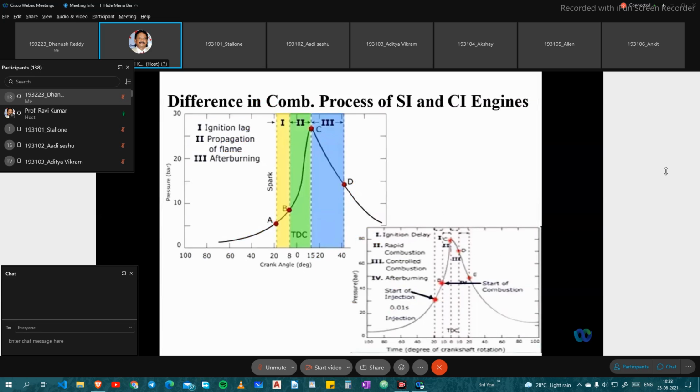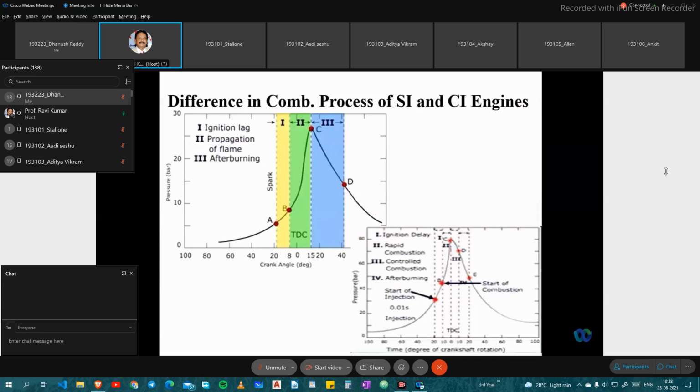Okay, now if you see the small difference between the petrol engine and the diesel engine, the spark ignition engine and the compression ignition engine: spark ignition we already discussed. Compression ignition we are going to discuss in a future course, but here I will just show the comparison. We compare the difference in the combustion process of SI and CI, and there are only small differences.